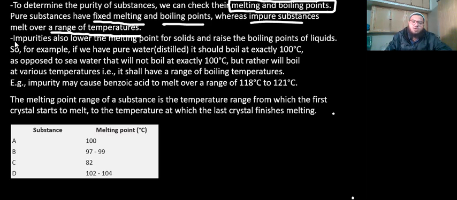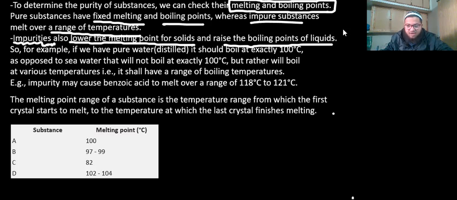Now, what is the effect of impurities on the melting point? When we add impurities to a sample, these impurities lower the melting point for solids and raise the boiling points for liquids. This is a key term to remember. This is a factual point, and this has been tested a lot of times in both physics as well as chemistry. So what do impurities do to the melting and boiling points?